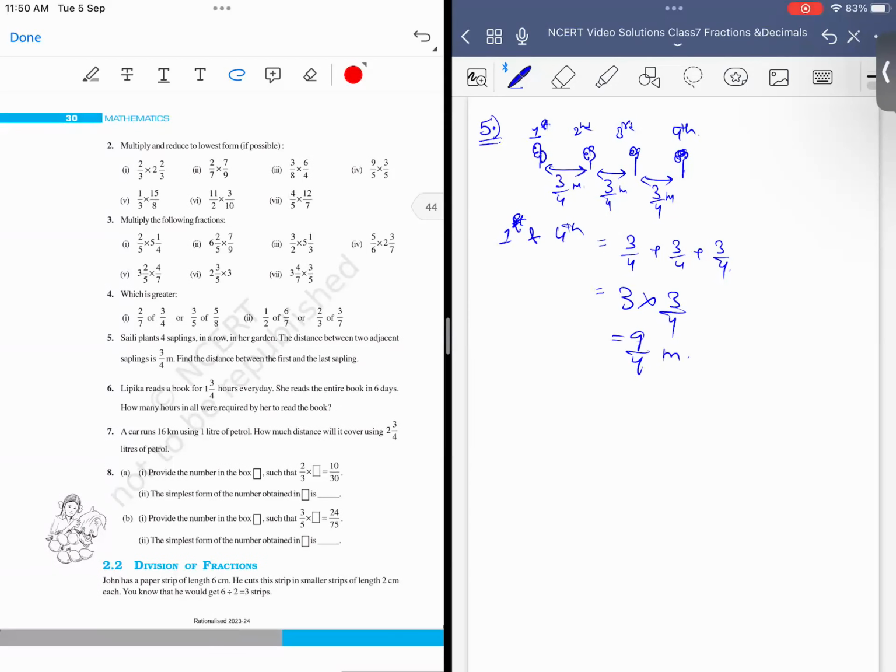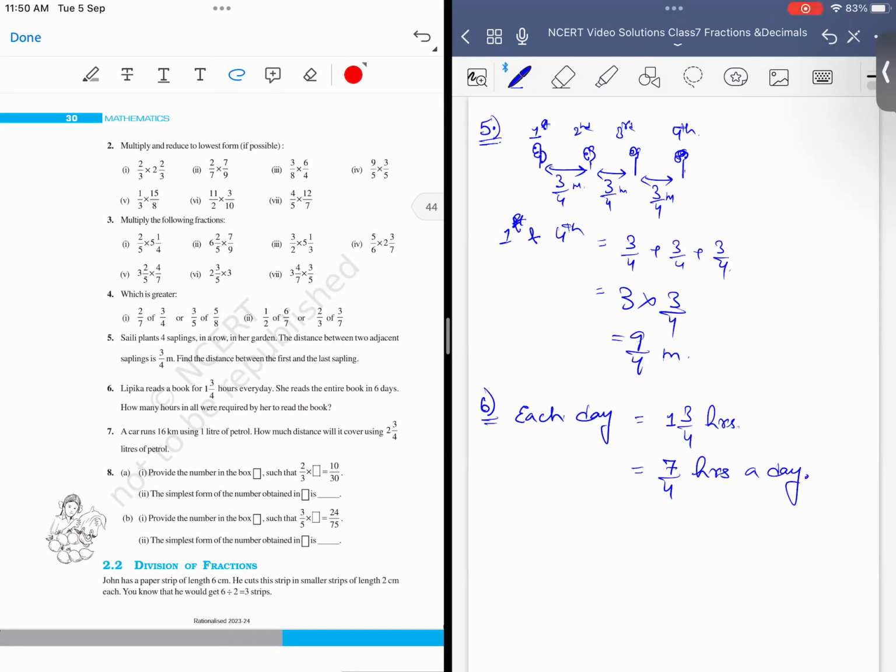Question 6. Lipika reads a book for this much hour every day. She reads the entire book in 6 days. How many hours in all were required by her to read the book? So for each day, how many hours does she give? Each day, one whole 3 by 4 hours. That means 7 by 4 hours a day.